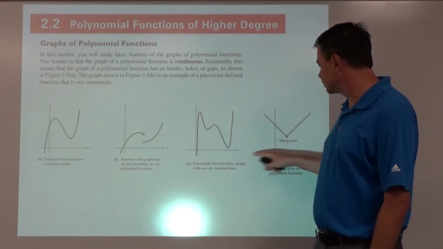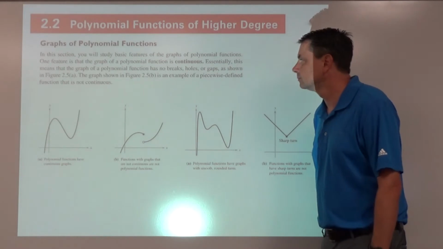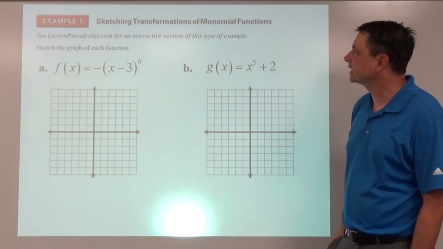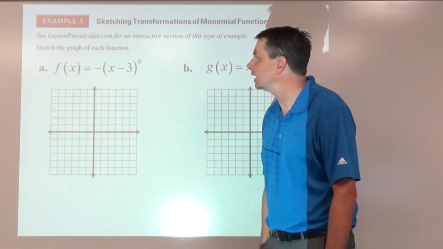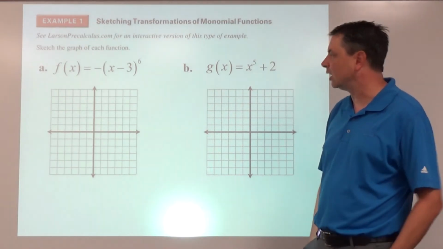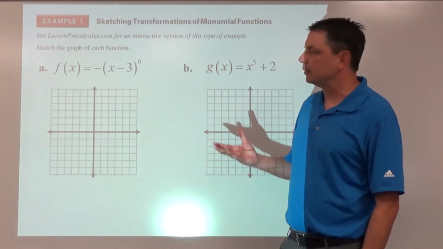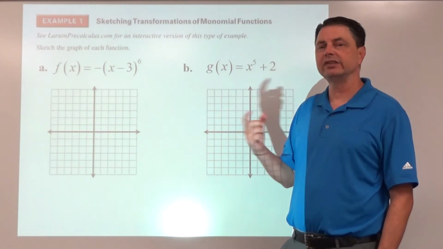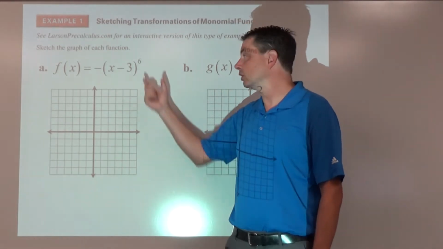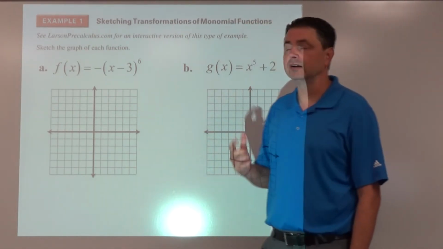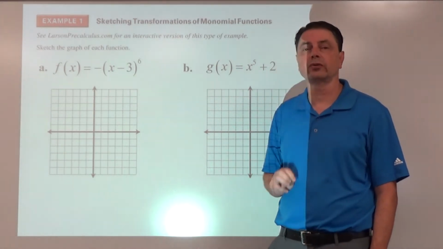They have smooth, rounded turns, no sharp corners. So, sketching transformations of monomial functions, we're looking at f of x equals negative, x minus 3, to the 6th power. What we would recognize here is the exponent being even. So what that means in terms of shape is it's very similar in shape to our parent function, x squared. So all even polynomial functions like that are going to look similar in shape.